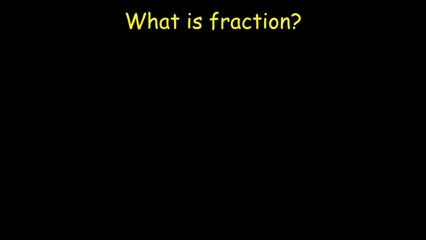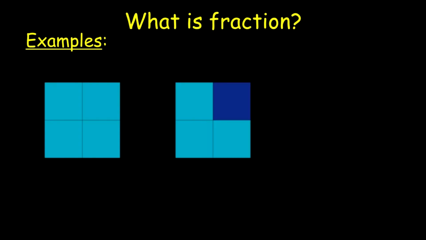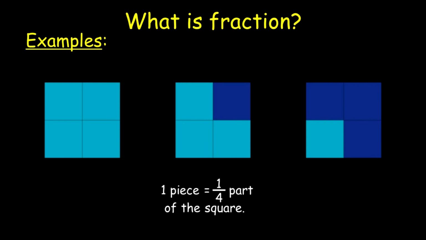Let's consider another example, a square divided into 4 parts. Let's shade one piece of the square. This one shaded piece is 1/4 of the square. Let's shade 3 pieces of the square. 3 shaded pieces are 3/4 of the square.